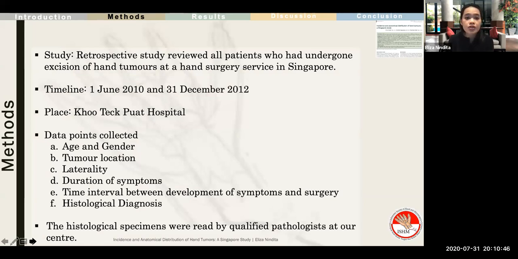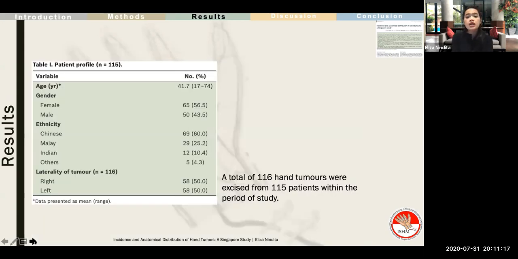This study is actually a retrospective study from Khoo Teck Puat Hospital, conducted from June 2010 to December 2012. The data points collected were gender, tumor location, site of laterality, the duration of symptoms and time interval, and histological diagnosis. The histological diagnosis specimens were read and qualified by the pathologists at the hospital. So this is a profile from the first table of the journal.